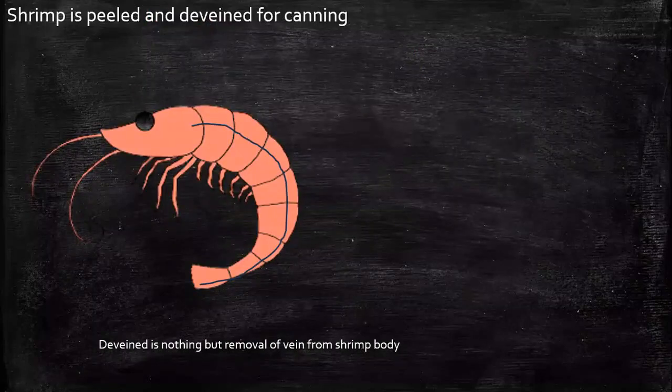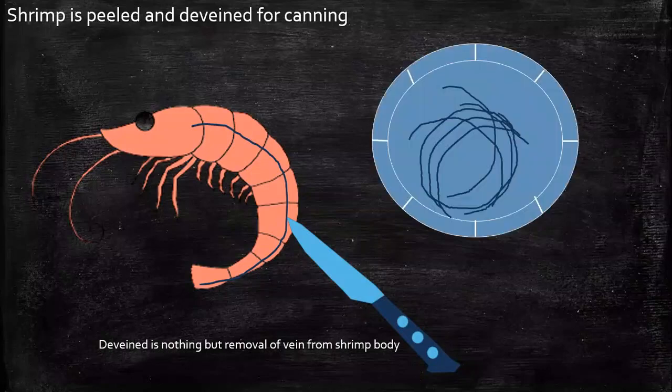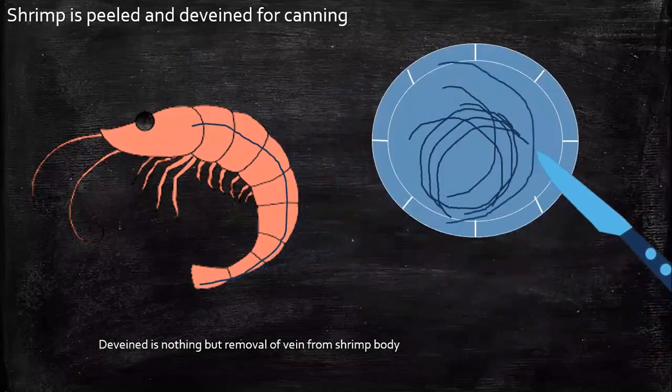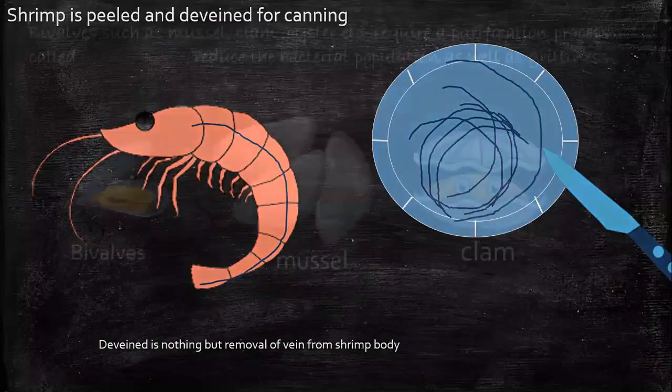In case of crustaceans, shrimp is there. So in shrimp, what we do, the deveining is done. Deveining is nothing but the vein is removed from the dorsal portion of the body. So we are removing that vein. The complete deveining procedure is done in the shrimp.